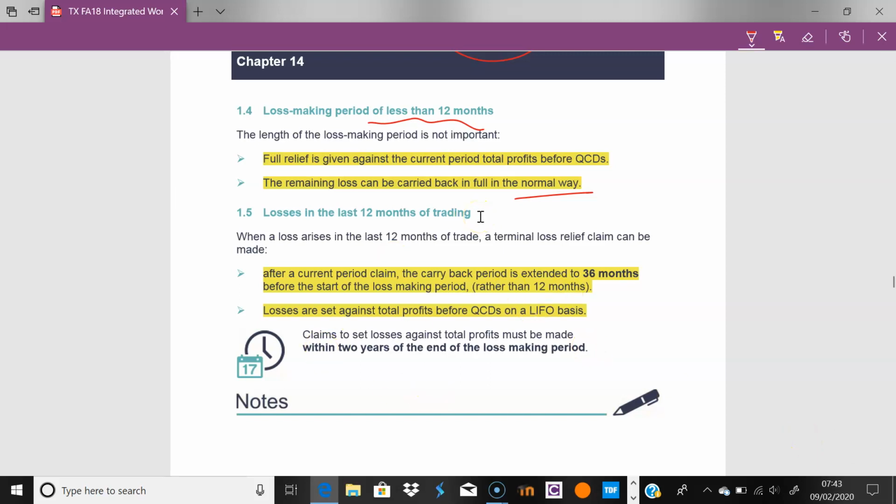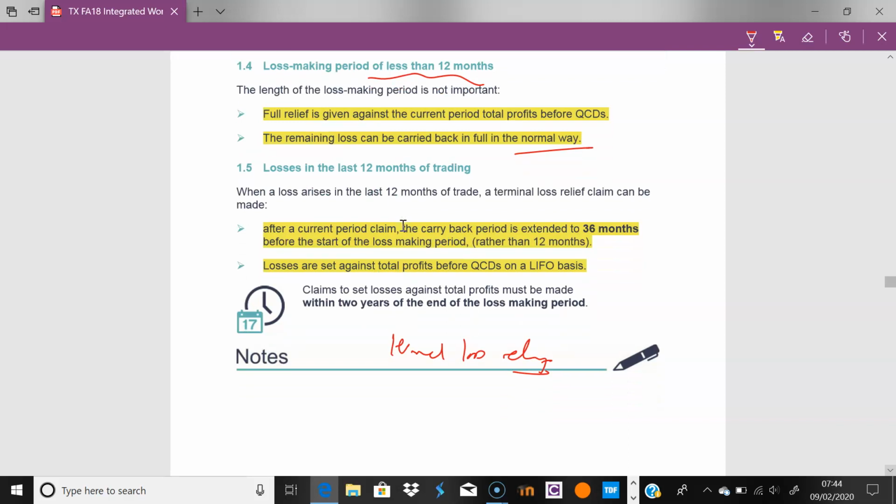The next thing I want to talk about is terminal loss relief, which is very much more straightforward than when we're dealing with the individual. If you remember, terminal loss relief for the individual was convoluted, even the layout, and we could only use it against trading profits of the last 3 years. But here we can use it against total profits. That's the first thing, on a last in, first out basis.